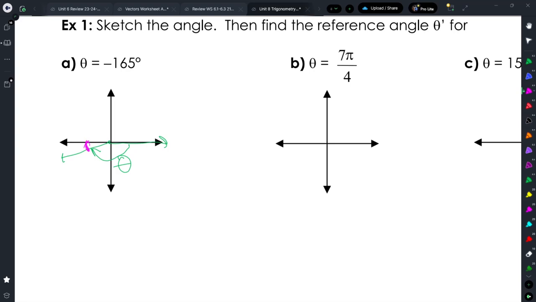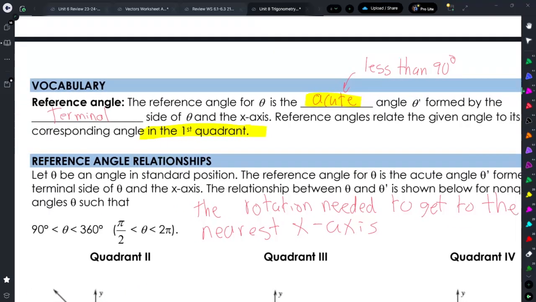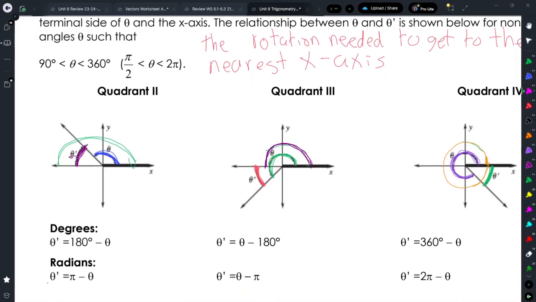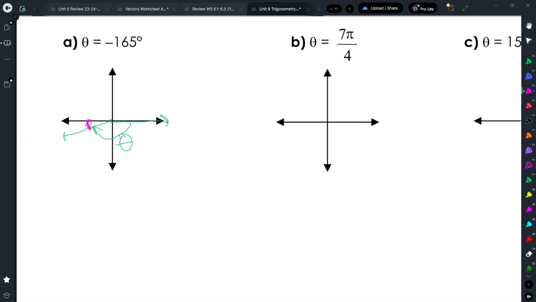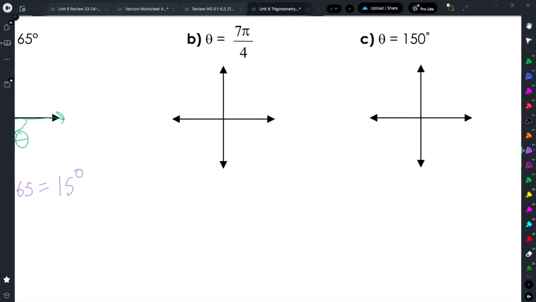You may say, oh, it's got to be 15 degrees. You may say, well, it's got to be negative 15 degrees because we're already going in the negative direction. Well, negative angles are not acute, and they are not in the first quadrant. So you would be right in saying positive 15. Or if we did 180 minus 165, that is going to give us 15 degrees. So how many more degrees do I need to get that half circle? 15.